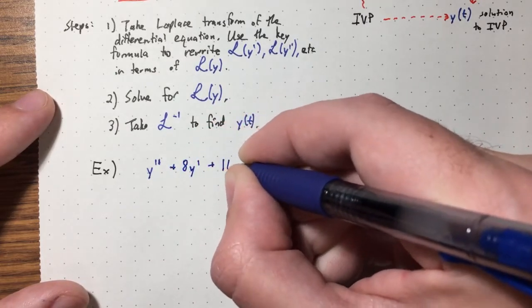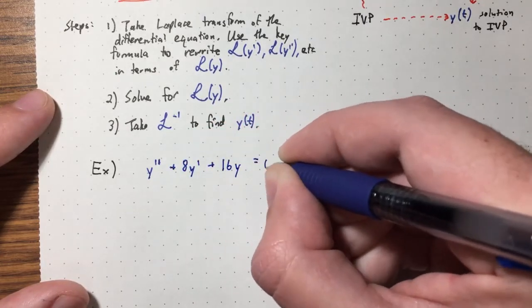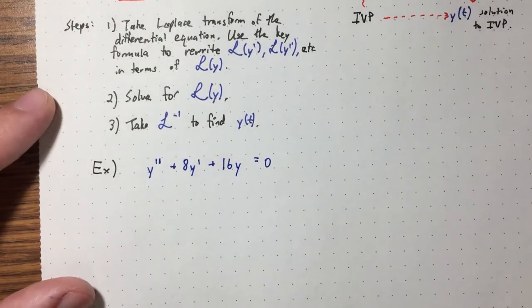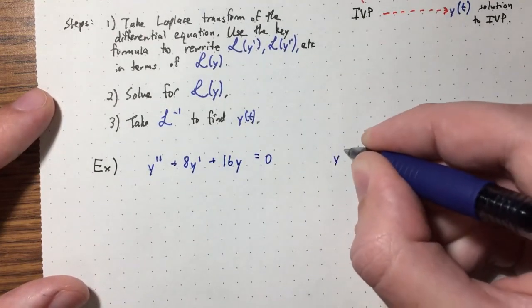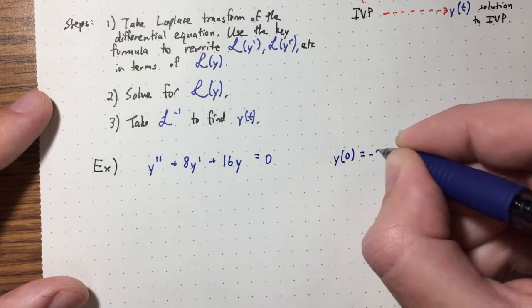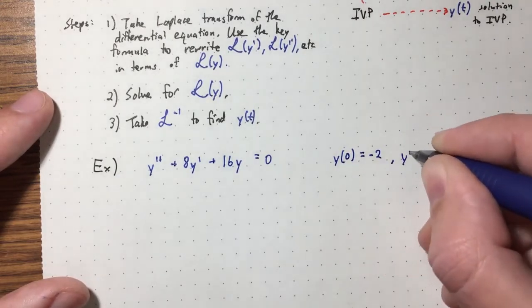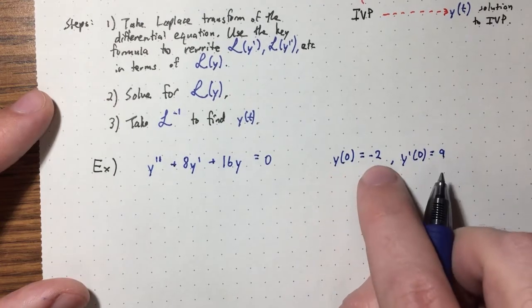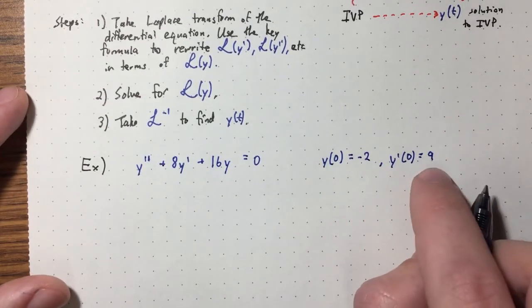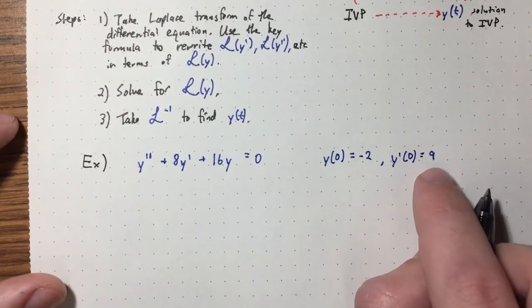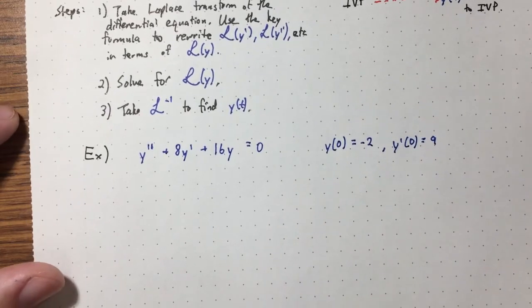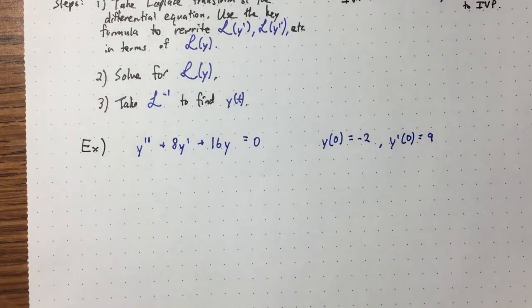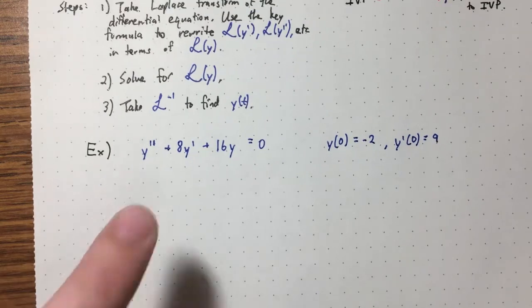8y prime plus, I think I need to put a 16 there. And yeah, I need to tell you initial conditions. If you don't have initial conditions and you still want to use the Laplace transform, I suppose you could just say y of 0 is y0 and y prime of 0 is some letter, and then just solve with those parameters. Okay, what's our first step?